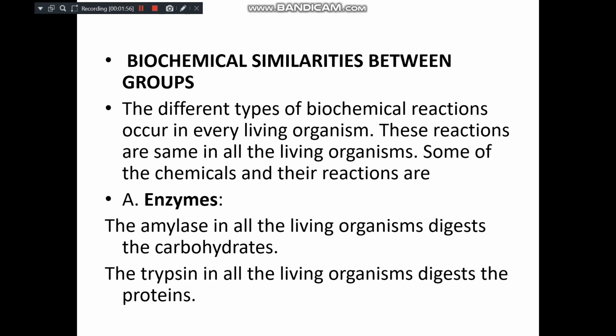Even the different types of biochemical reactions that occur in living organisms are the same in all living organisms. Some chemicals differ, but there are many enzymes which are common. Take the example of salivary amylase or any amylase. In all living organisms, the function of the amylase enzyme is to digest carbohydrate. Trypsin is the enzyme which digests protein in all organisms. So these are some of the evidences that suggest we must have been formed from a common ancestor.